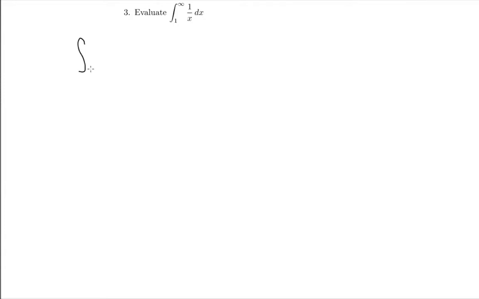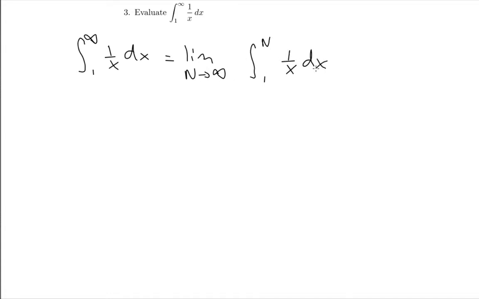So what we're going to do is remind ourselves what that infinity sign actually means. Instead of having the infinity sign up there, what it is telling us to do is replace that infinity sign by n. So we just have 1 to n. And then at the end of our calculation, we're going to let the limit as n goes to infinity. So this is what the improper integration symbol means.